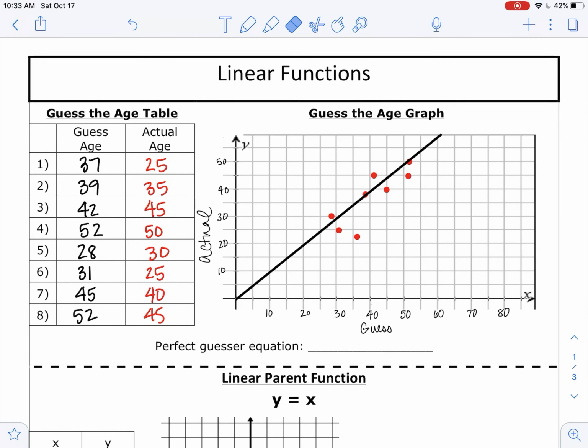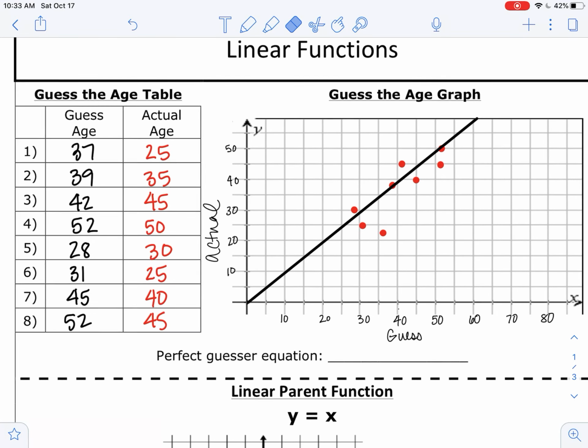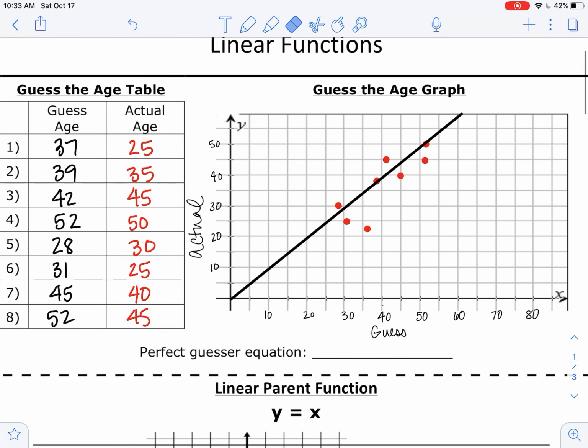But what happens is we give you a picture of a celebrity, and you guess how old they are, and then we tell you how old they actually are. And so this is just an example of guessing that age. So the first person, we guessed the age was 37, but their actual age was 25. The second one, we guessed that their age was 39, but their actual is 35. And so what we did was we plotted on our graph.